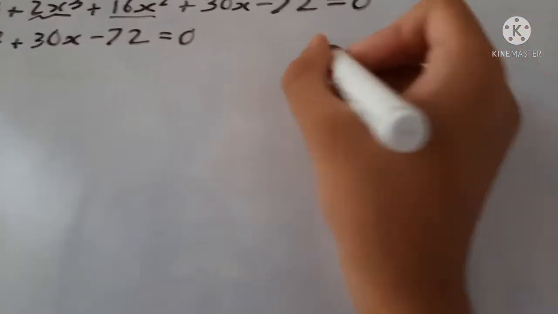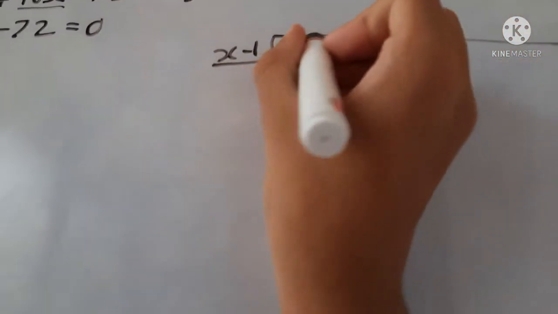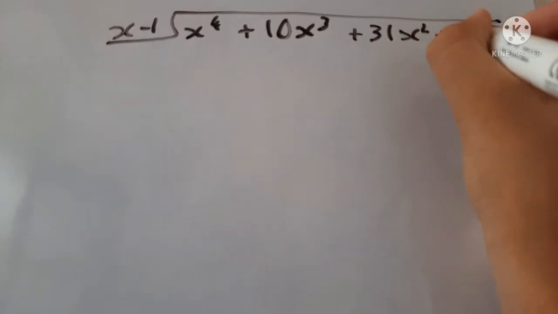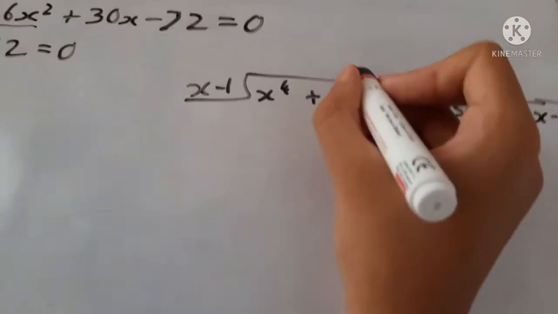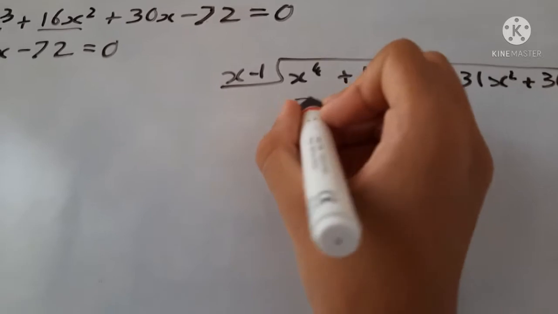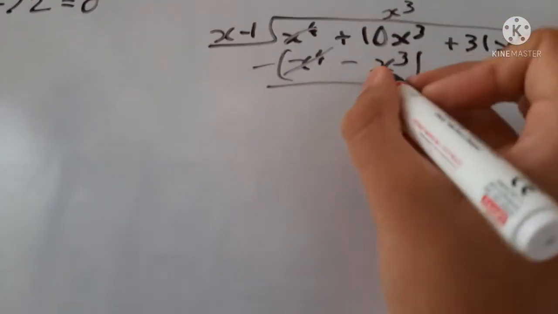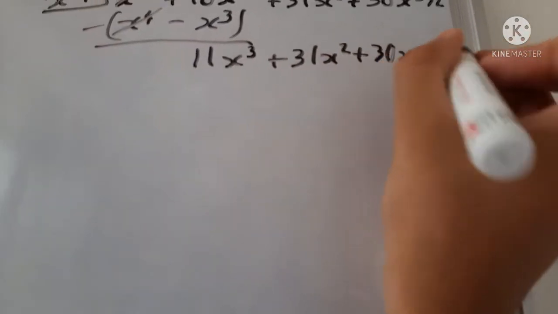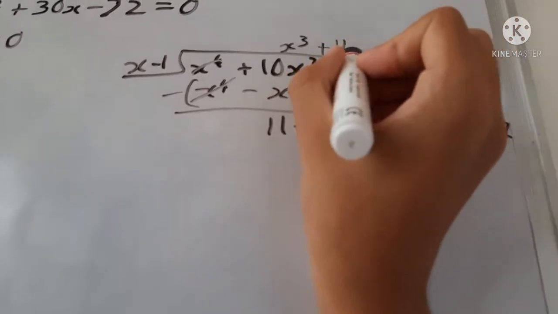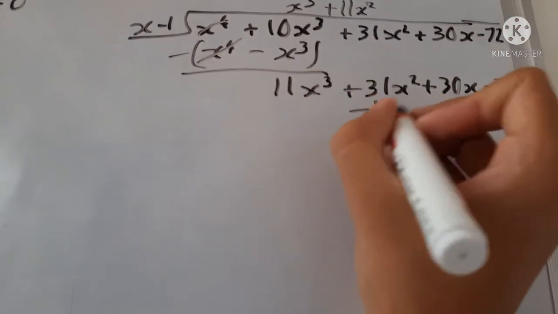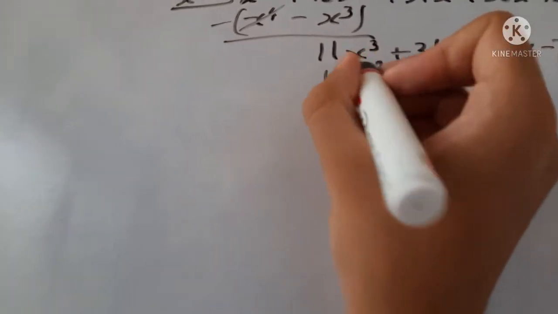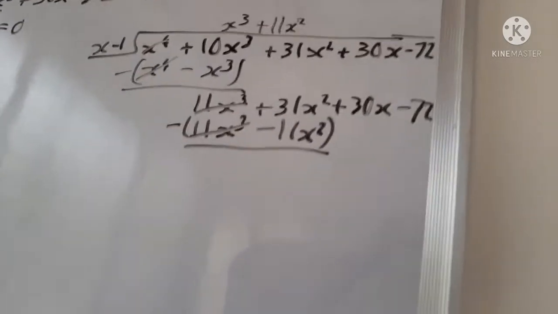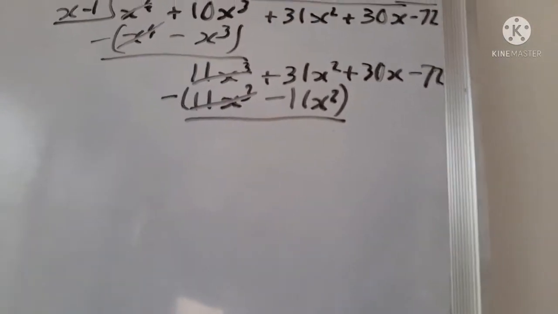And, okay, let's see. I'm just going to divide this as you do. 31x squared plus 30x minus 72, right? So x to the fourth minus x to the fourth, these cancel out, and I guess 11x cubed plus 31x squared plus 30x minus 72. Okay, so we get plus 11x squared. So we get minus 11x cubed, okay. And these cancel out. And of course, you should always know that these will always cancel out, because that's how division works, right? Okay, good enough.